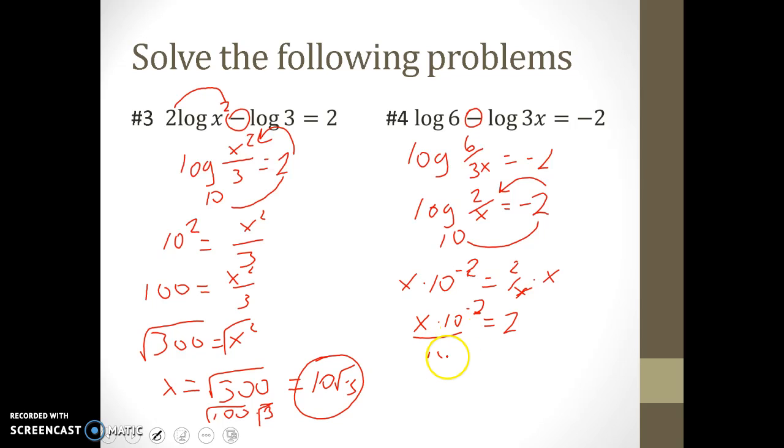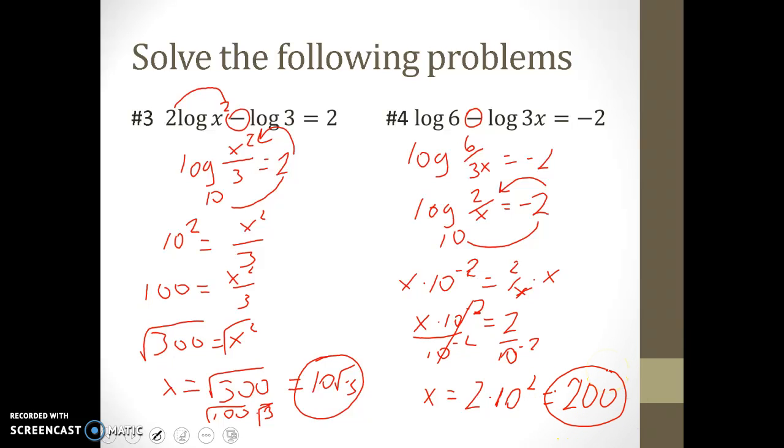Then I'm going to divide both sides by 10 to the negative second power. So these will cancel, and I will have x equals 2 over 10 to the negative second. Now I could write this as 2 times 10 to the positive second, because we know that to make an exponent positive, we would put it on the top if it's already on the bottom. We know that 10 squared is 100, and 100 times 2 is 200. So in this case, x is 200.